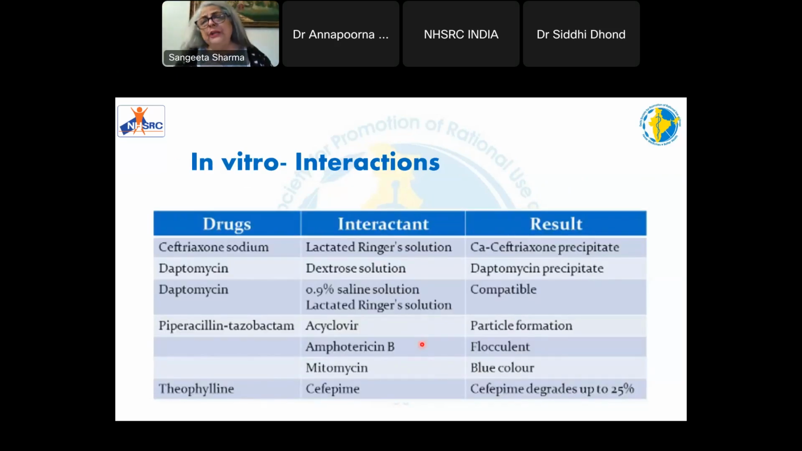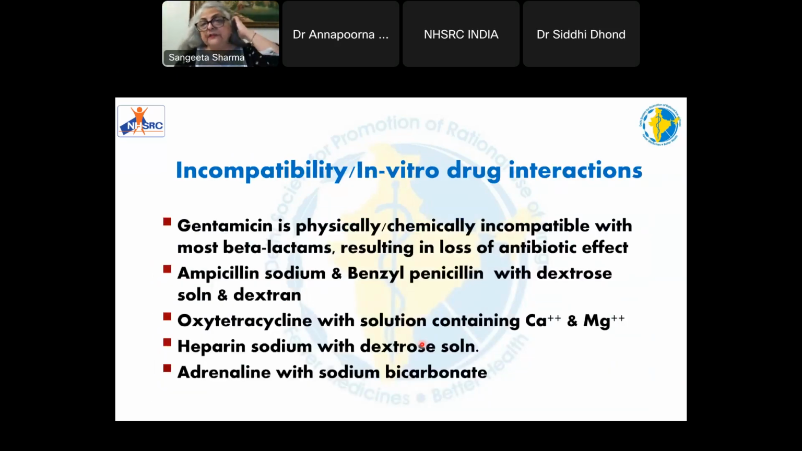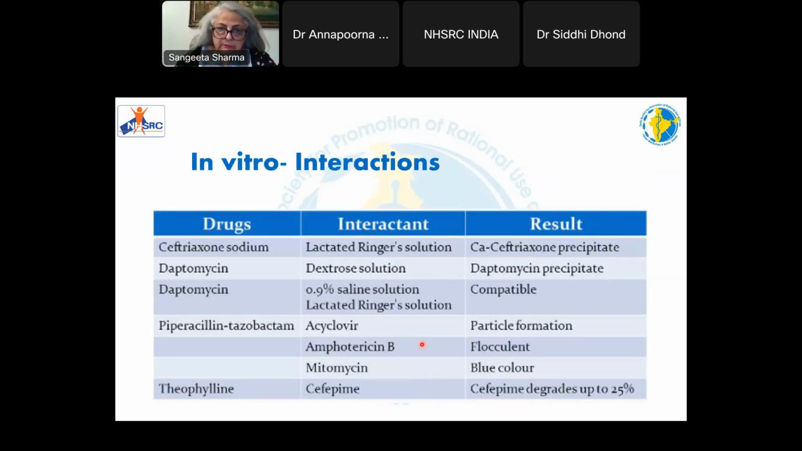So you need to remember some of these. If you are using any of these drugs, perhaps it is a good idea that you make a chart of it and display it somewhere so that you can have a look at it when you are administering.